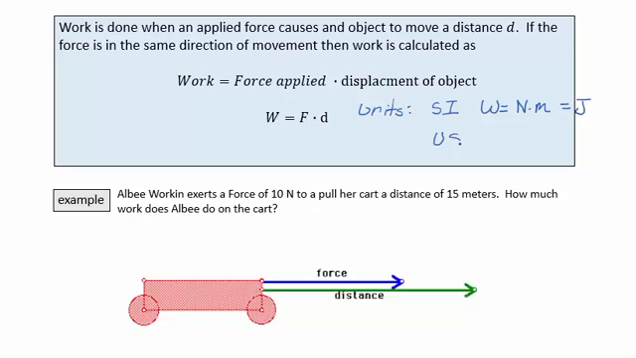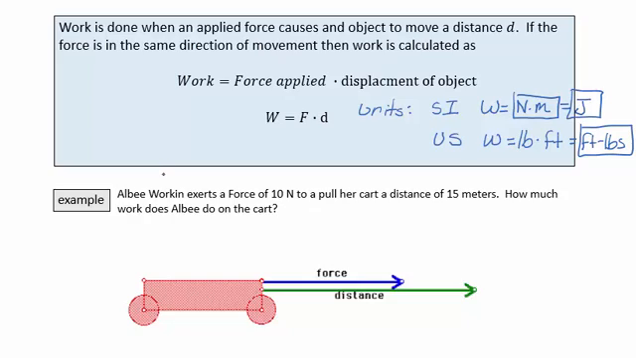If we're in the US system of measurement, then the units of work would be, force in the US system is measured as a pound, and the distance is the foot. You can write it as a pound foot, or most times people write it as foot pounds. So notice that we have three different units that you'll commonly see when talking about work.